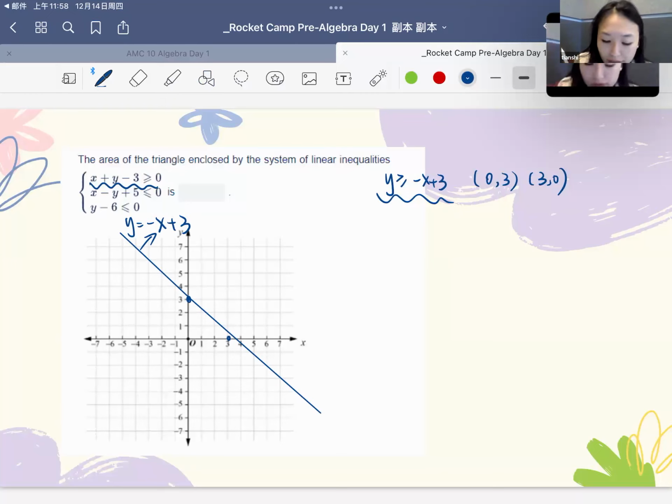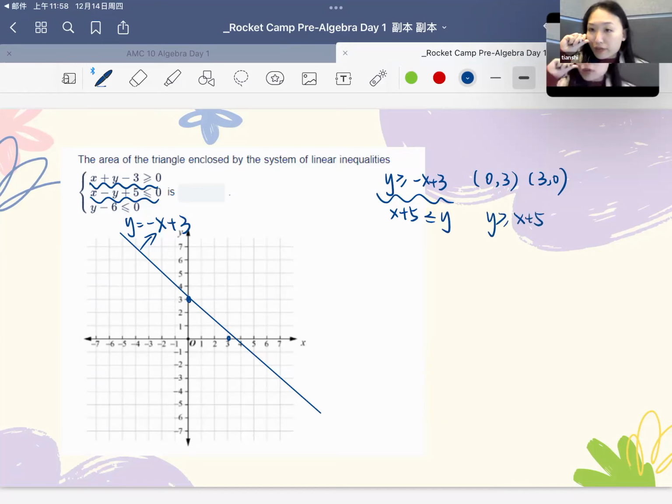And let's draw the line for the second part, as x - y + 5 is smaller or equal to 0. So we need to move the y to the other side. Okay, so we have x + 5 is smaller or equal to y. So y is larger or equal to x + 5.